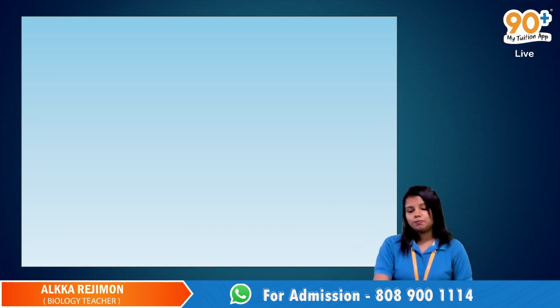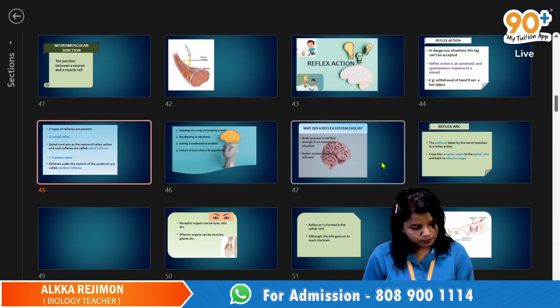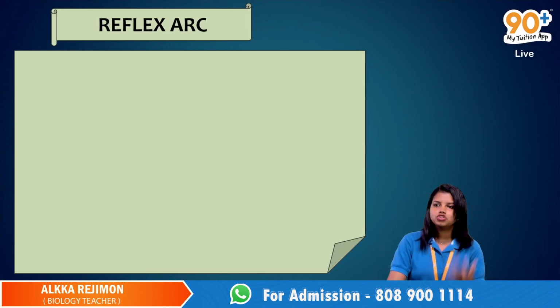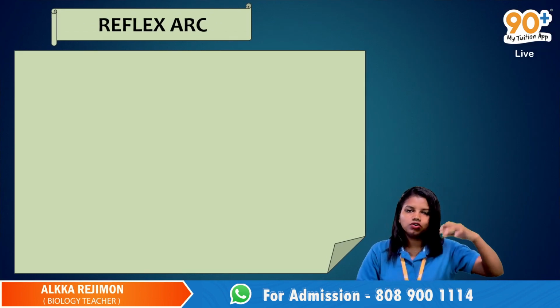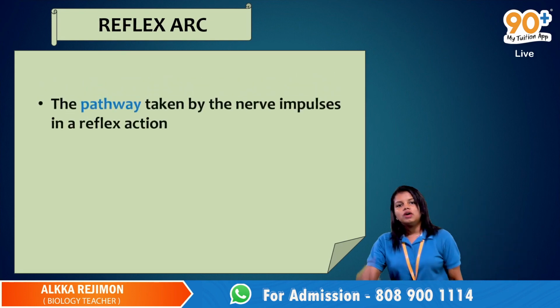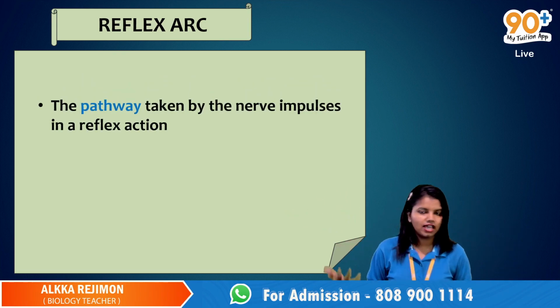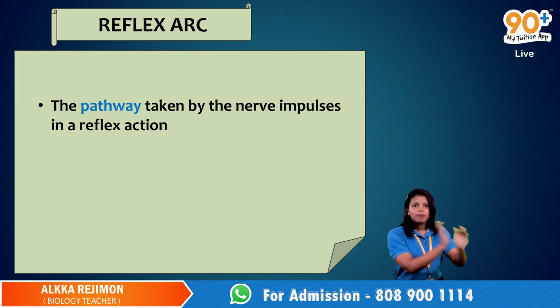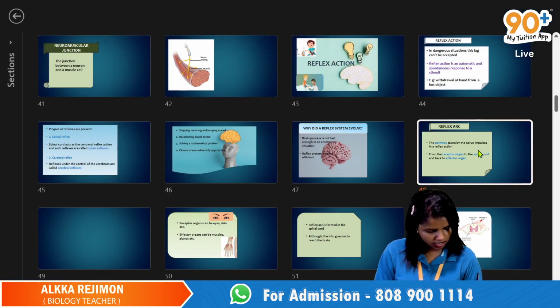There are spinal reflexes as well as cerebral reflexes. Basically, the spinal cord is the part where most of the reflexes are initiated. The spinal cord is the one acting as the hero in reflex action. When we are talking about reflex action, we should know what a reflex arc is. The pathway taken by the nerve impulses in a reflex action is called the reflex arc.